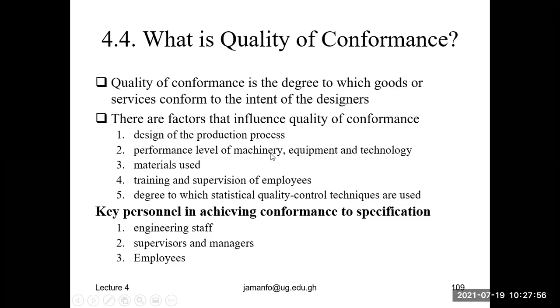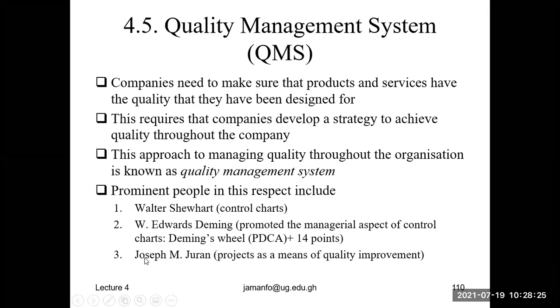All these factors will contribute for us to ensure that whatever we had in mind for the product to do, the product after manufacturing will be able to satisfy that purpose. Key personnel in achieving conformance to specification are engineering staff, supervisors and managers, as well as employees. And all of them will require appropriate training.